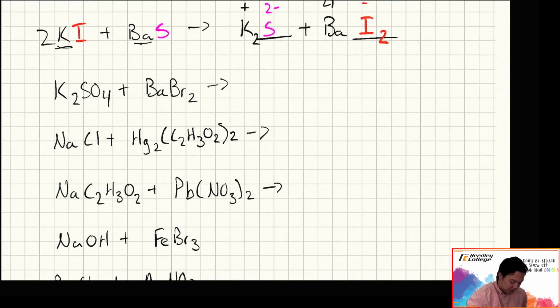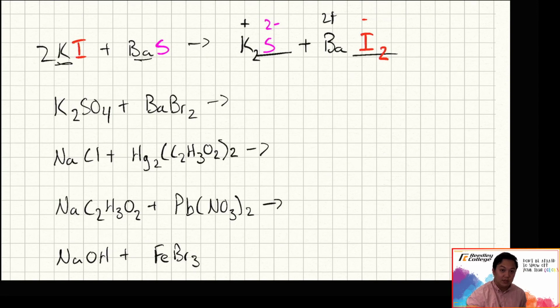Okay, so those are sort of the steps that you should take. And again, we'll do this next one. We're just going to crank through these, really get some reps for practice.